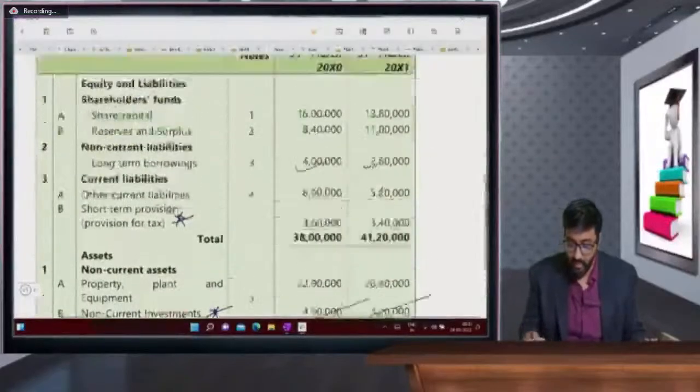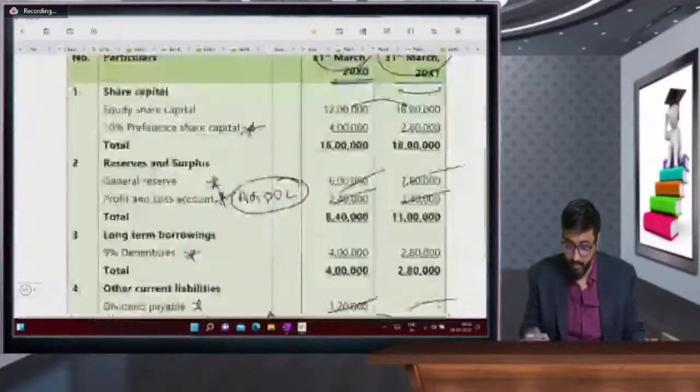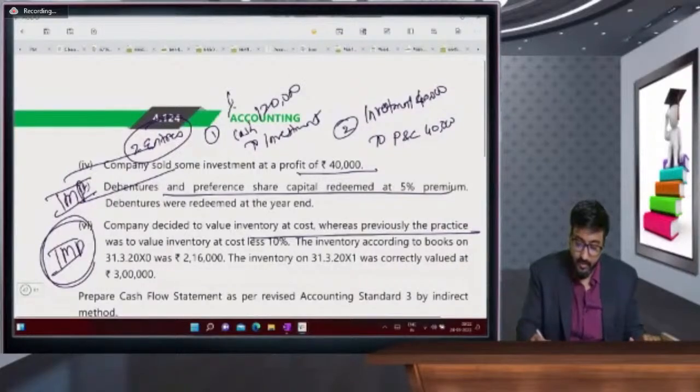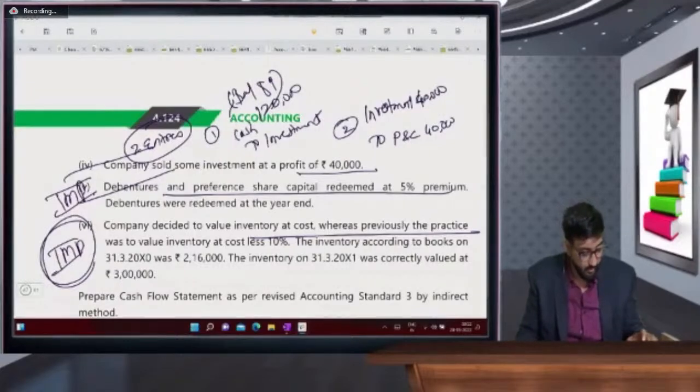So cash account debit to investment account. Cash to investment 1,20,000. This is the balancing figure entry. Balancing figure entry. Yes.